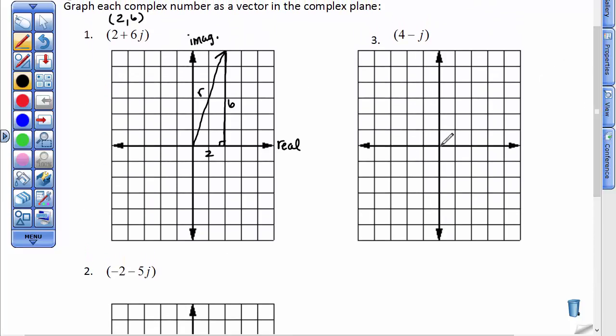Pause if you'd like. Welcome back. I'm going to go to the right 4 and down 1. So this is where the ordered pair, this is a negative 1j. So that vector is drawn like this.